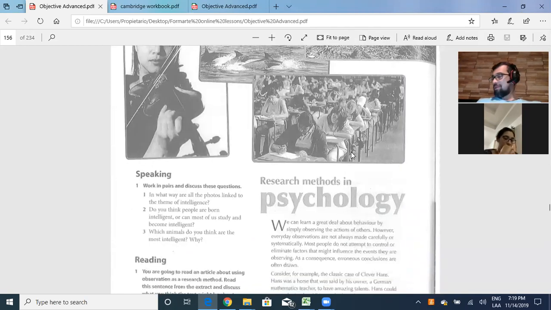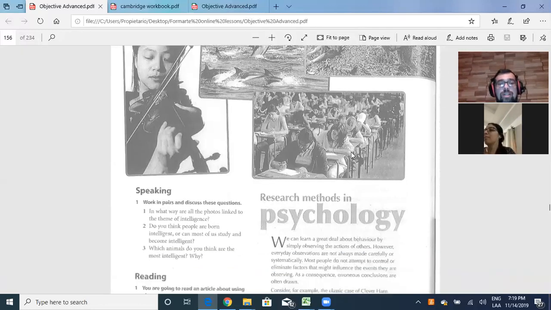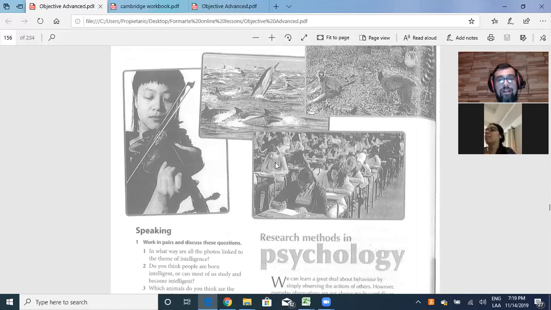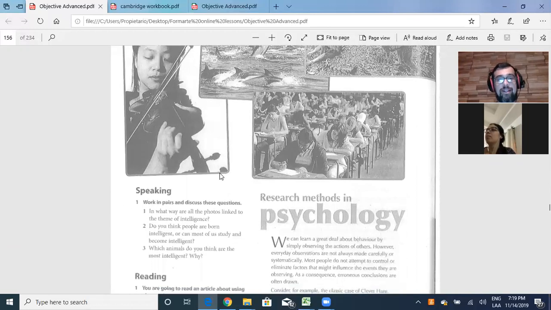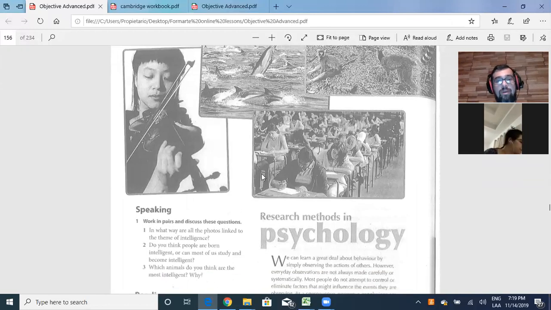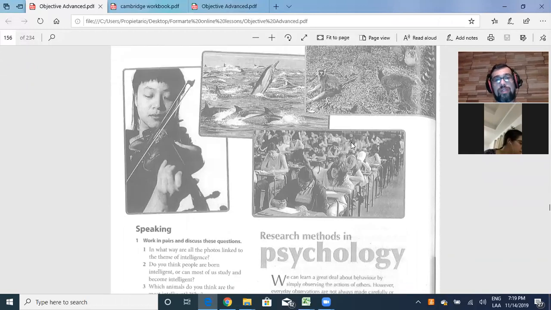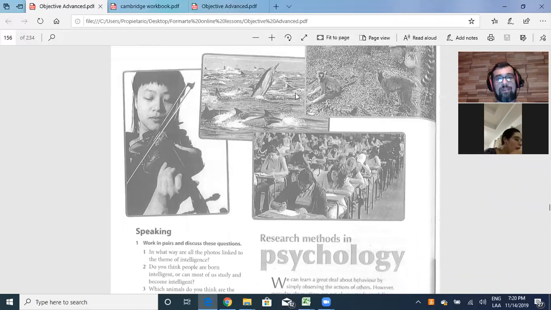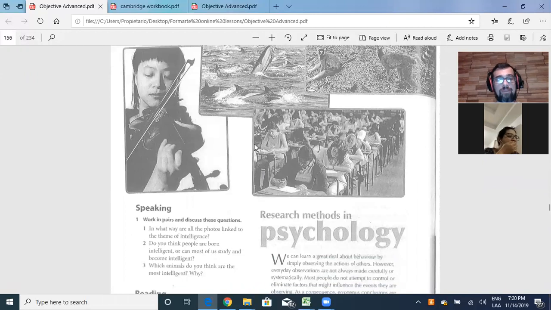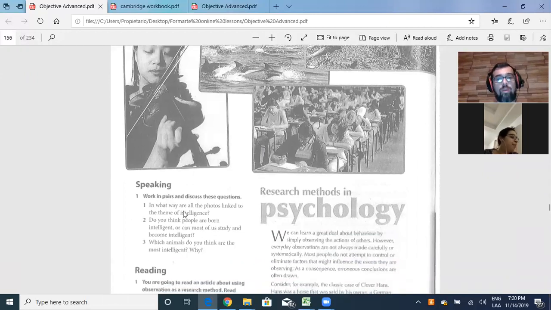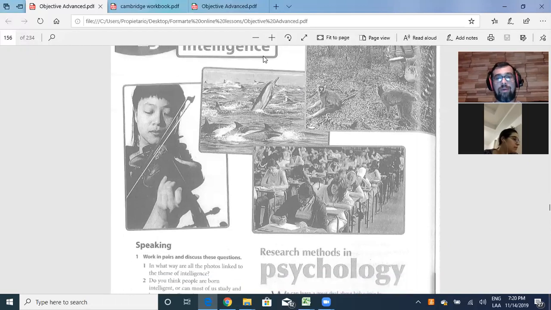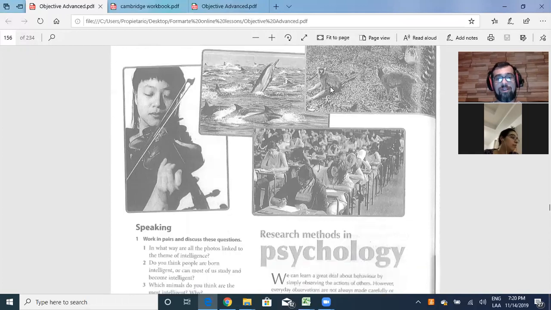Do you have your book with you? Yes. Okay, so let's start very quickly with some speaking parts in this lesson. And I want you to answer this question. The first one is definitely related to these pictures that we see here. It says, in what way are all the photos linked to the theme of intelligence? One by one, can you describe those pictures?